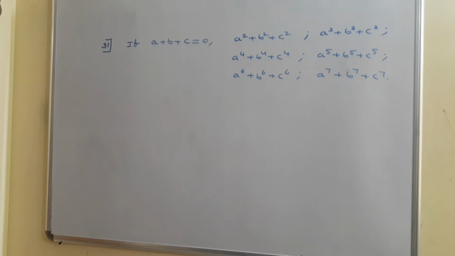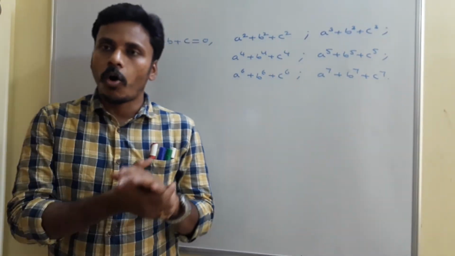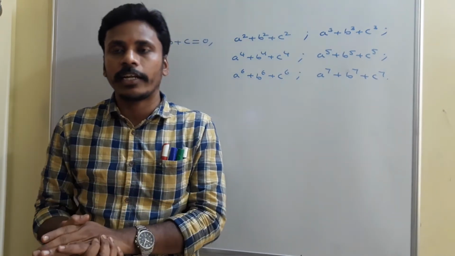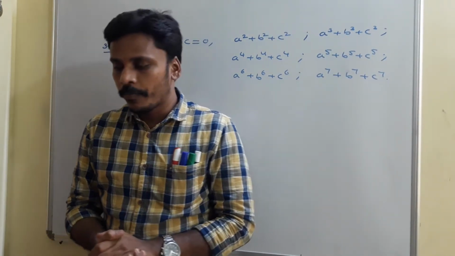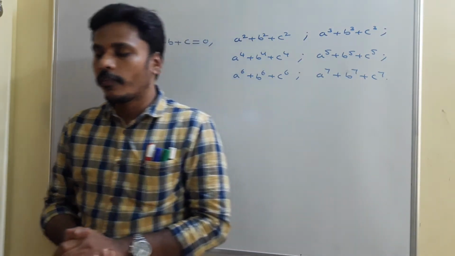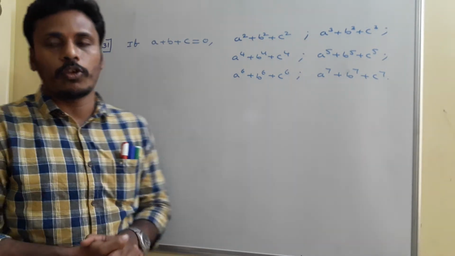Right? So as I mentioned, in previous classes we already completed all the basic problems related to the identities as well as related to the factorization. Coming to the identities and factorization, we discussed different formulas: (a+b)², (a−b)², (a+b)³, (a−b)³, along with (a+b+c)² and (a+b+c)³ also.